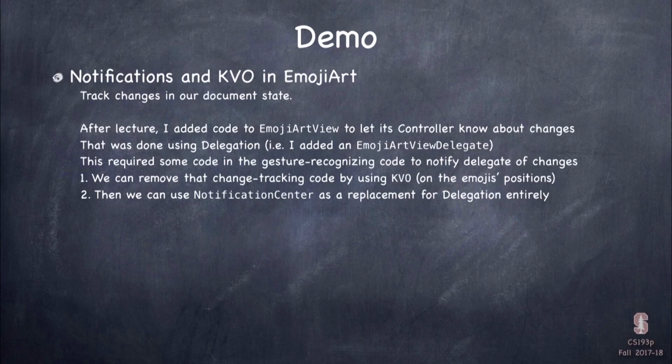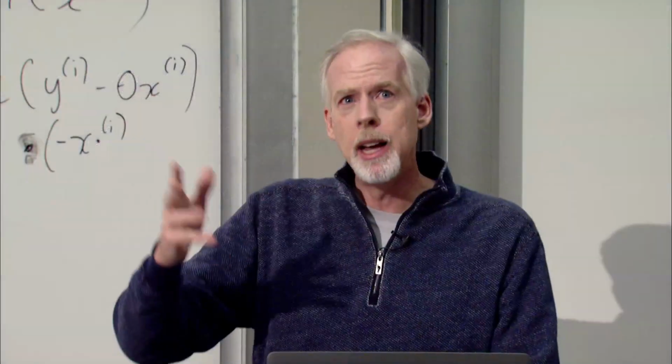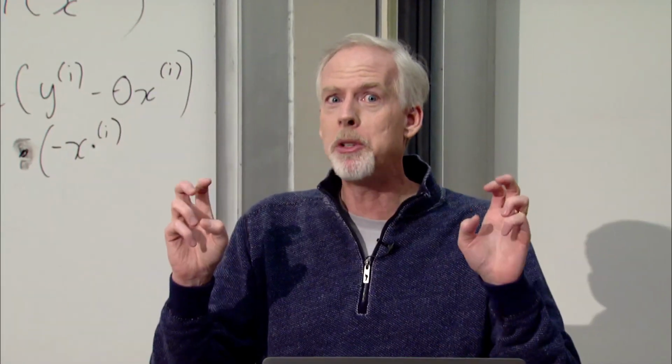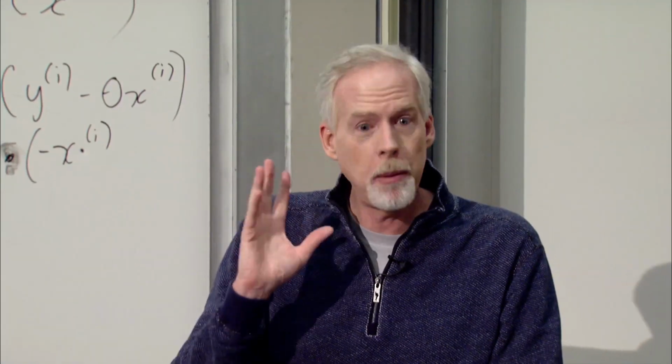Because you can imagine anything that's happening with a delegate, that's blind structured communication. Well, we can do that with a notification just by having a radio station, which is the emoji art view's something-changed radio station. And the controller will just tune in, and every time it hears a broadcast on that, it'll tell its UIDocument, something changed, that's what I heard on the radio station. And so that's what we'll do there.